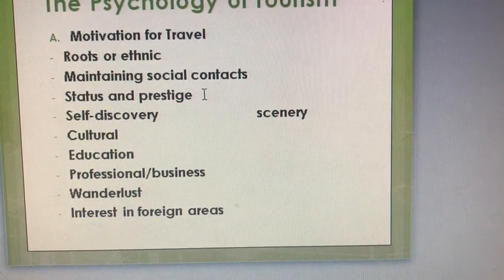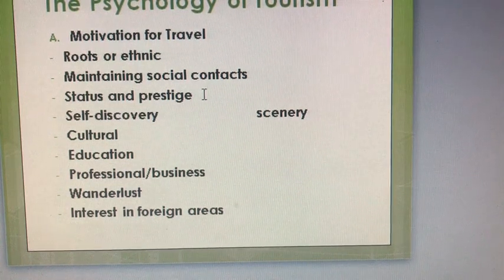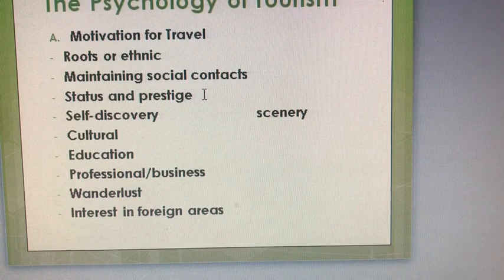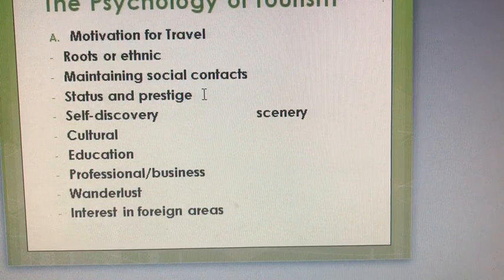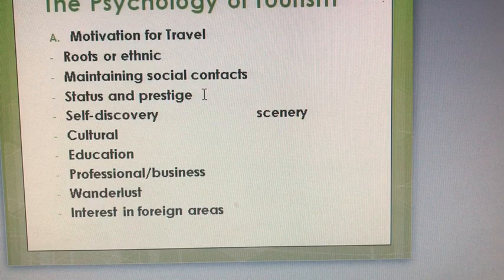Then next we have professional and business. Many people would travel because of business or professional purposes, like when you need to attend meetings, conventions, seminars. Then we also have wanderlust. Those people who want to explore the world, travel around the world. So that's wanderlust.